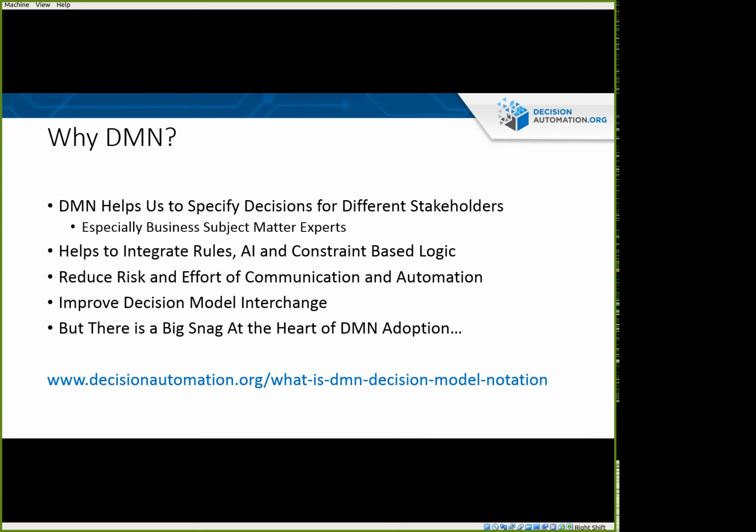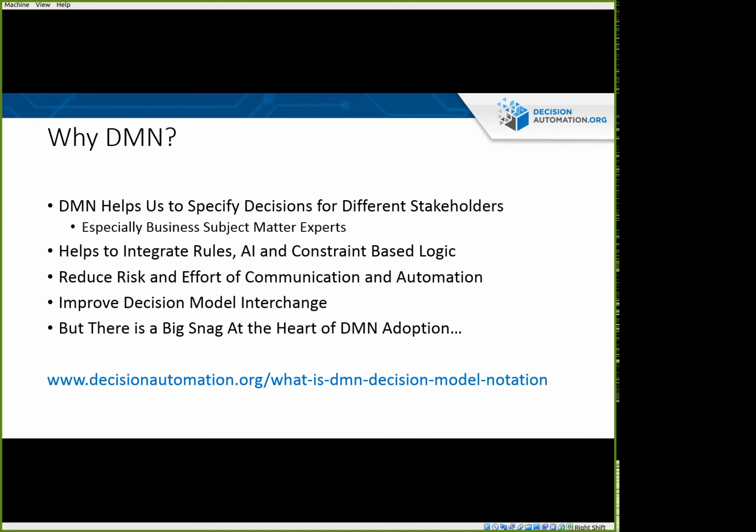DMN is, of course, first and foremost, a focal point for the enumeration and definition of decisions collaboratively among many stakeholders. First and foremost, business domain experts and operational controllers. It allows companies to shine a bright light on their operational decision-making, review it, and improve it where they can, and subject it to continuous improvement.